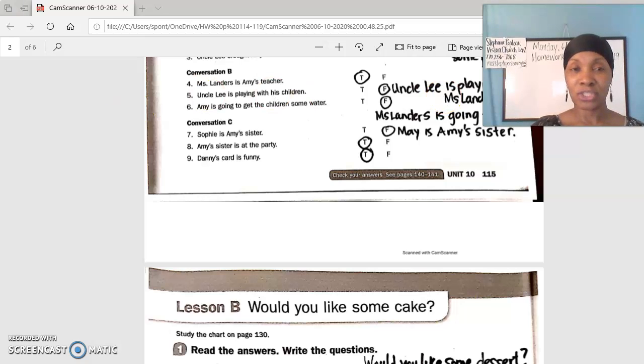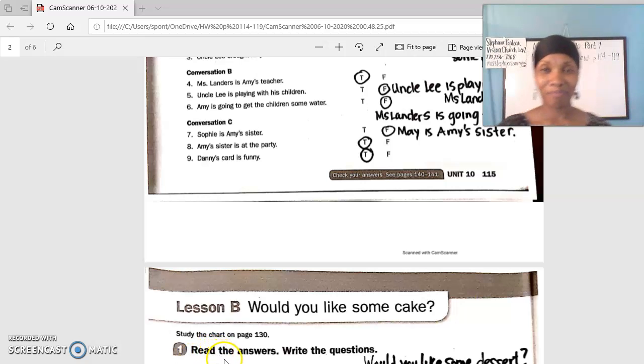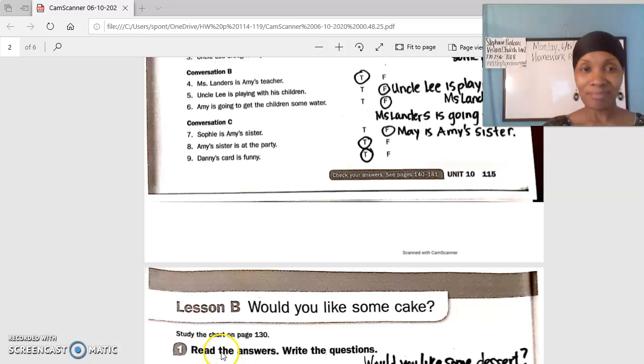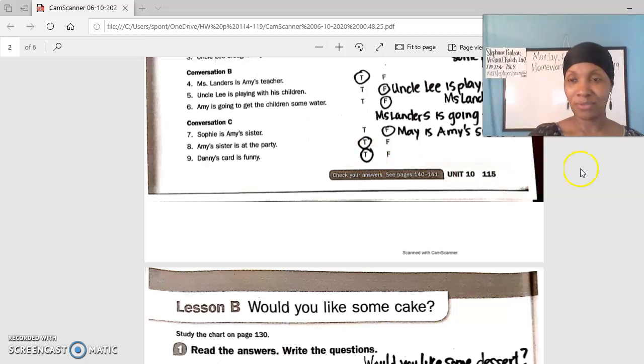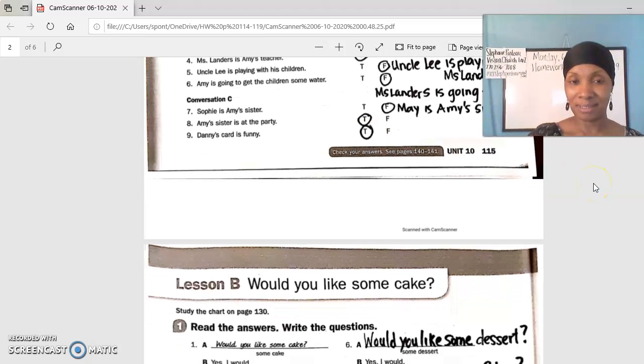Okay, so let's go on. Number 7. Sophie is Amy's teacher. I'm sorry, Sophie is Amy's sister. That is true. I'm sorry, that is false. May is Amy's sister. Okay, number 8. Amy's sister is at the party. True. Number 9. Danny's card is funny. True. I like funny cards. All right, so let's keep it moving to the next lesson.